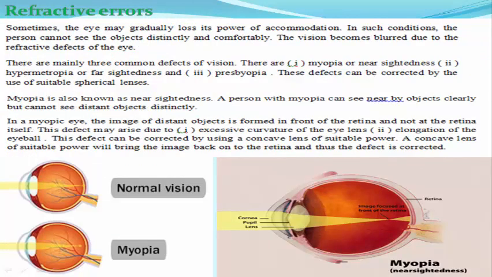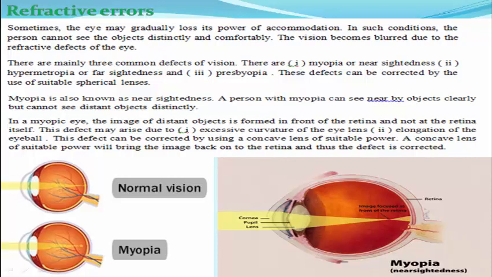Now we have to discuss the errors of refraction and their correction in the eye. Sometimes the eye may gradually lose its power of accommodation. In such conditions, the person cannot see the objects distinctly and comfortably.